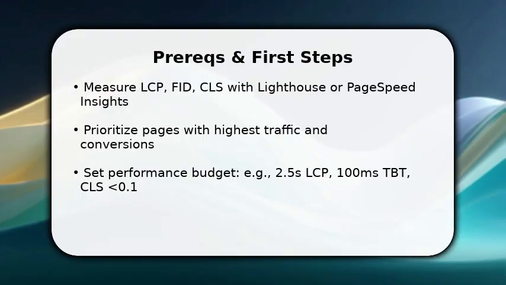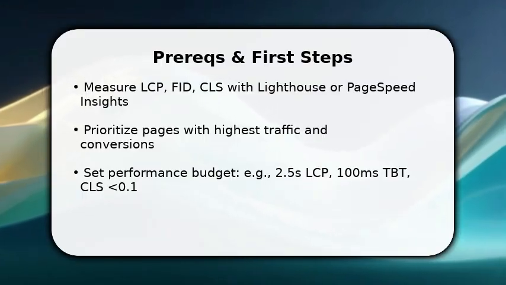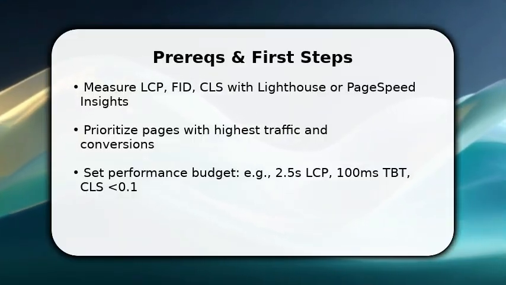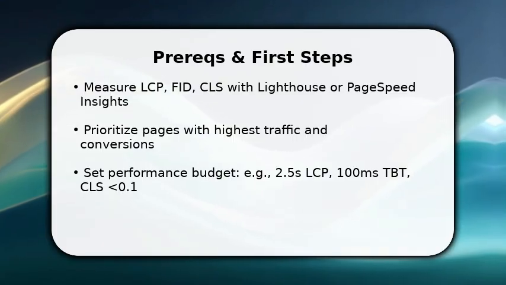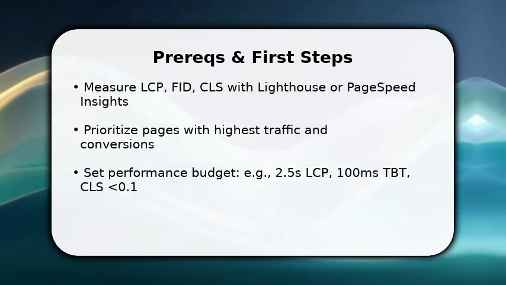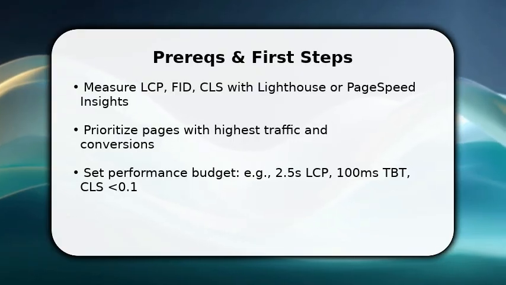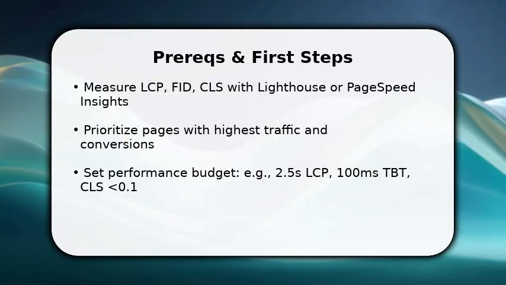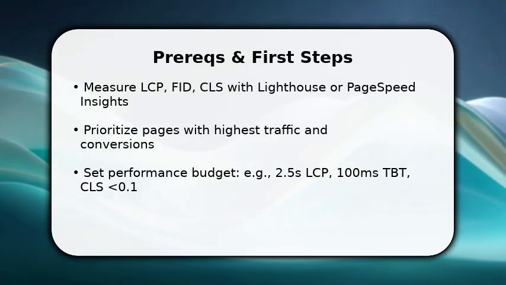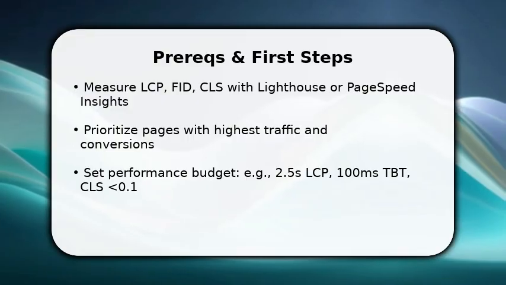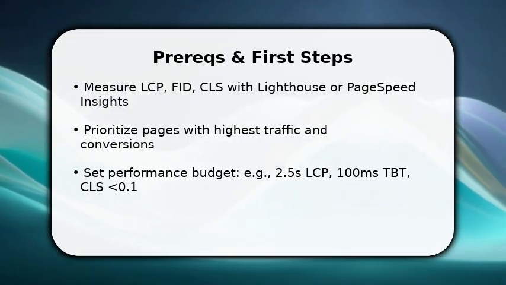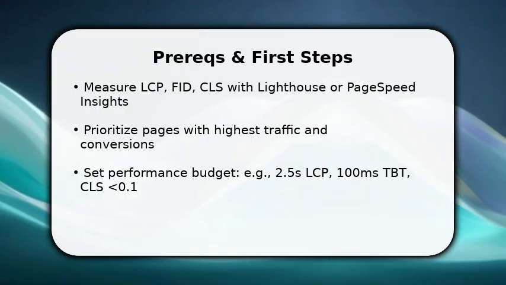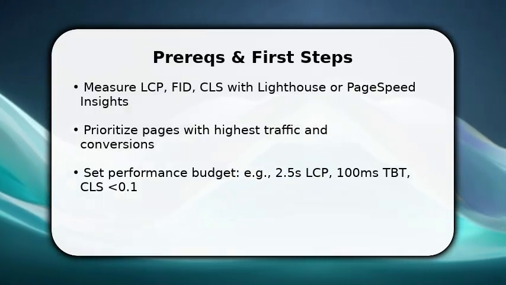You start by measuring current Core Web Vitals using Lighthouse or PageSpeed Insights to get baseline scores and traces. Once you have data, identify high-impact pages and set a clear performance budget, for example, 2.5s LCP, 100ms TBT, CLS under 0.1. Now begin immediate wins: defer non-critical JS, enable text compression, and serve images in modern formats. These steps reduce blocking time and rendering delays, while giving you metrics to verify progress.